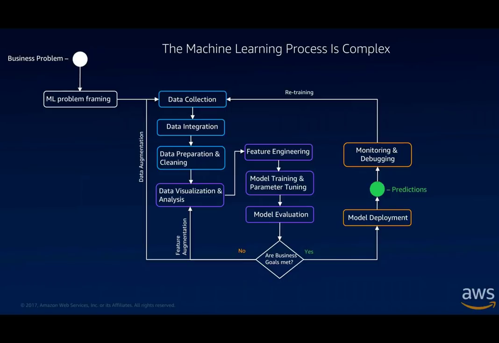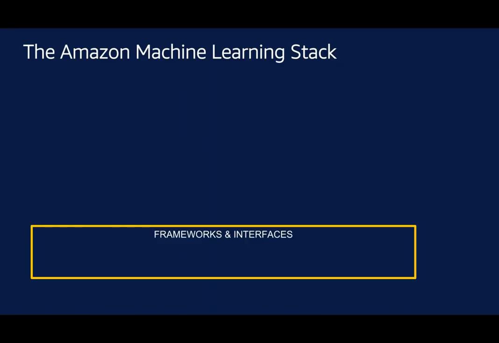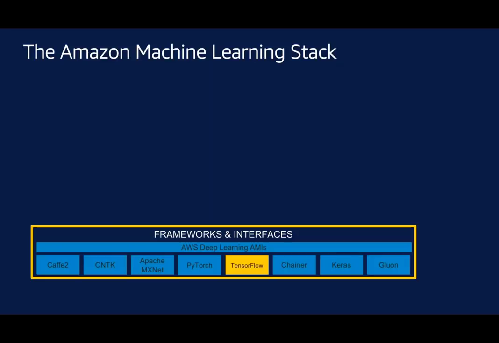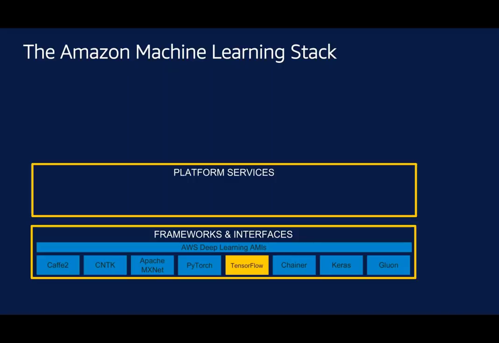And so at AWS, we provide you with a whole stack of machine learning services. First and foremost is our AWS Deep Learning AMI, which is an Amazon Machine Image. It comes pre-installed with most of the common and popular deep learning frameworks, including TensorFlow. So using the Deep Learning AMI, you can get started very quickly with any of these deep learning frameworks.